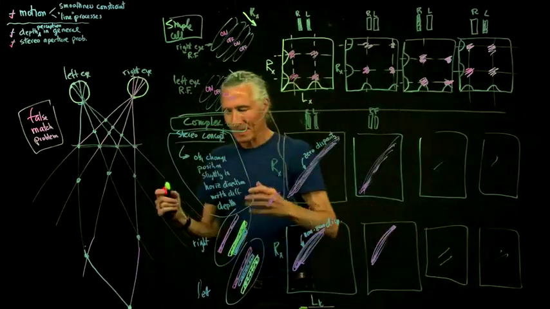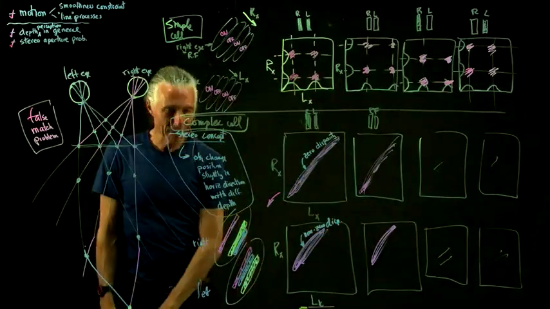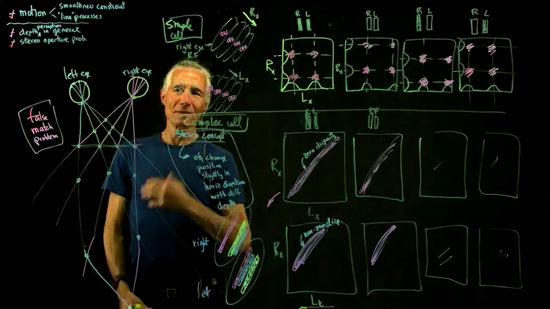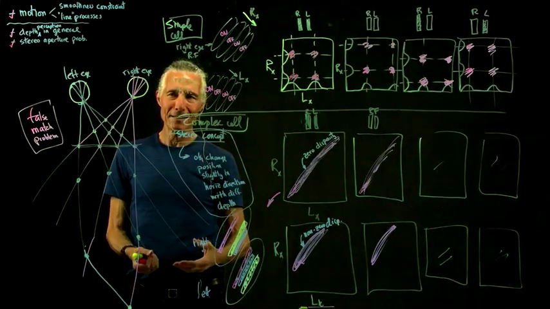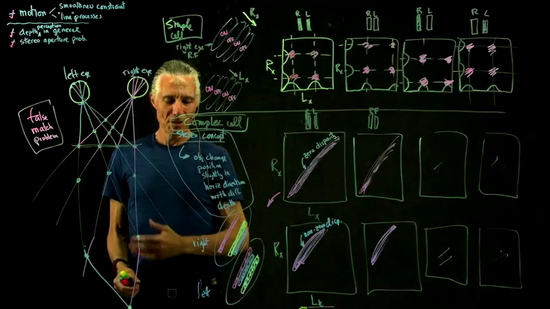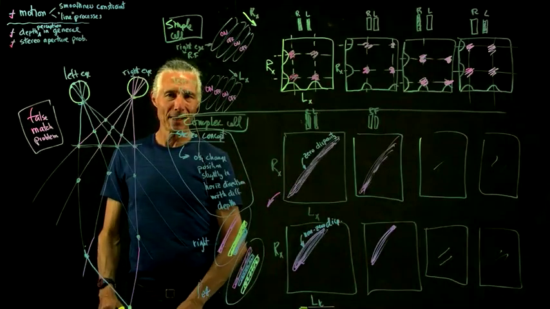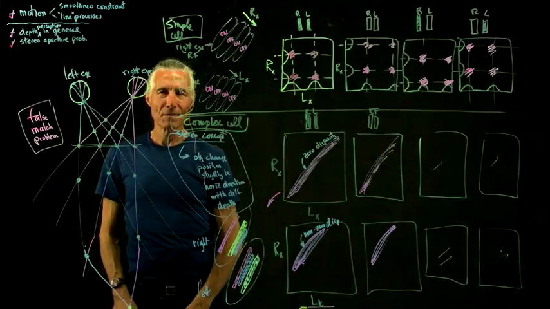So this is just to introduce all the problems that are simultaneously being solved as you go into the visual system, and very rapidly with very slow neurons.